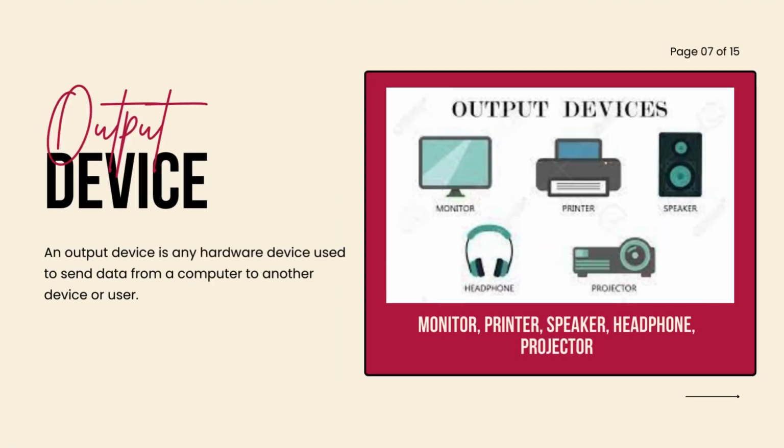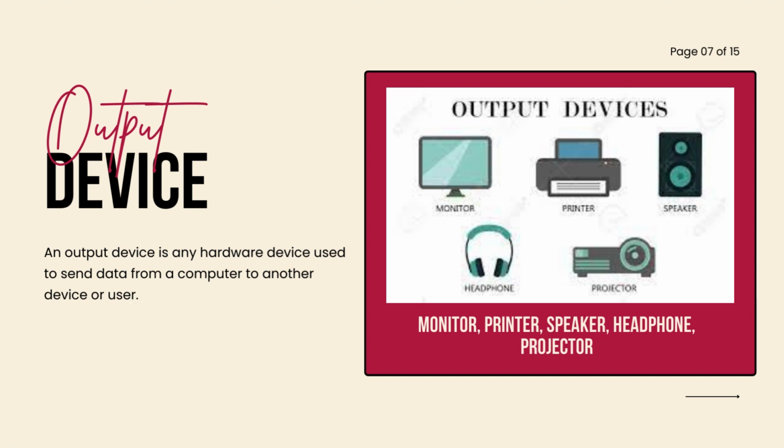While the output device is any hardware device used to send data from a computer to another device or user. Output devices allow computers to communicate with users and with other devices. Unlike input devices, output devices are not strictly necessary for a computer to operate. However, without them, the purpose of a computer may be defeated since there's no way of determining how the data is currently processed or what the system is doing.